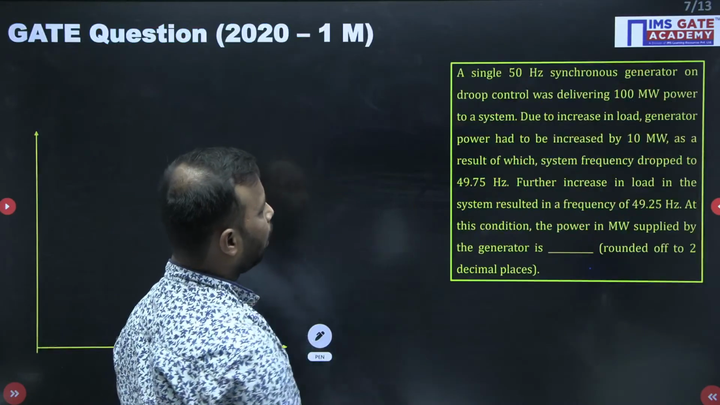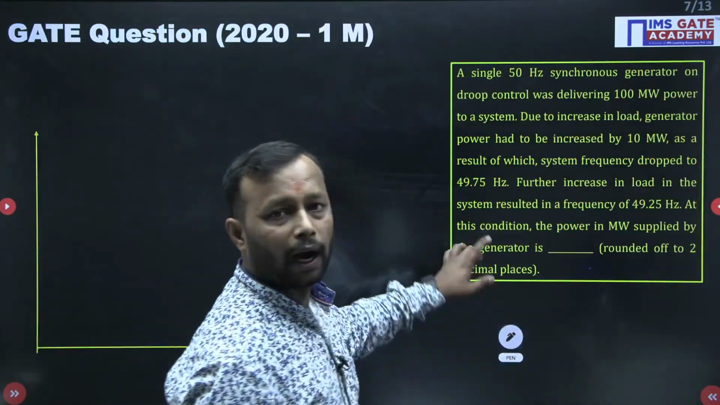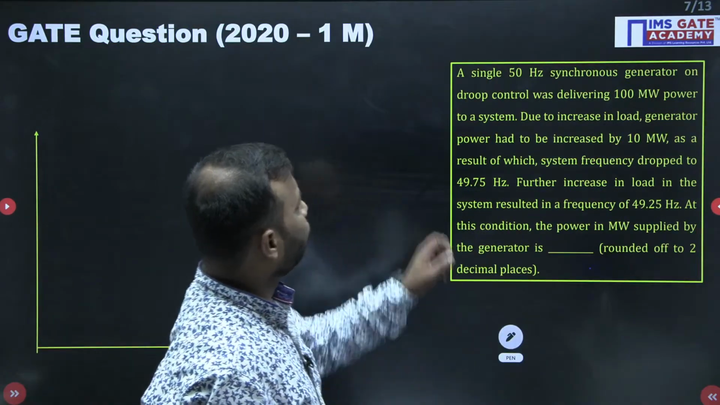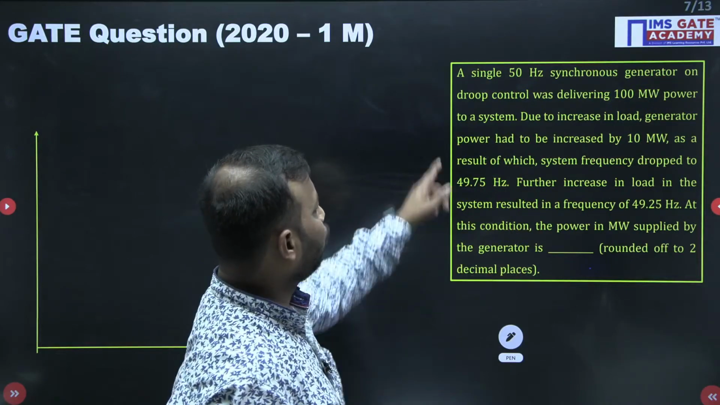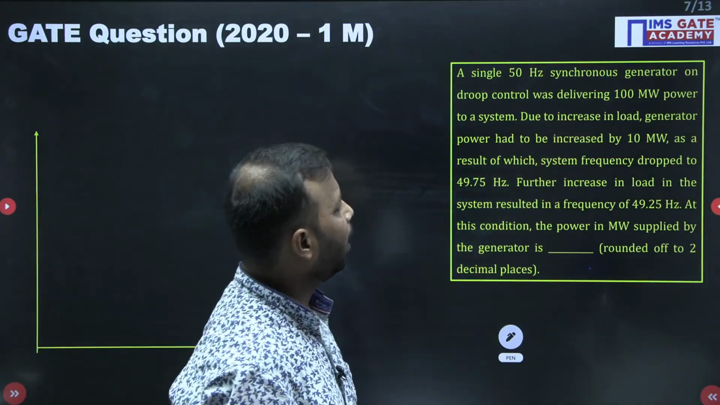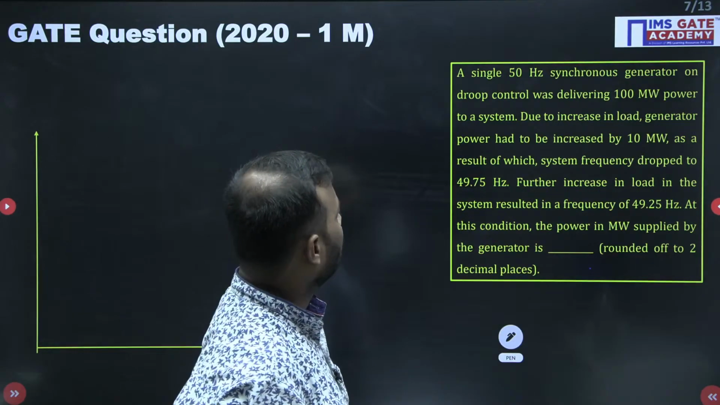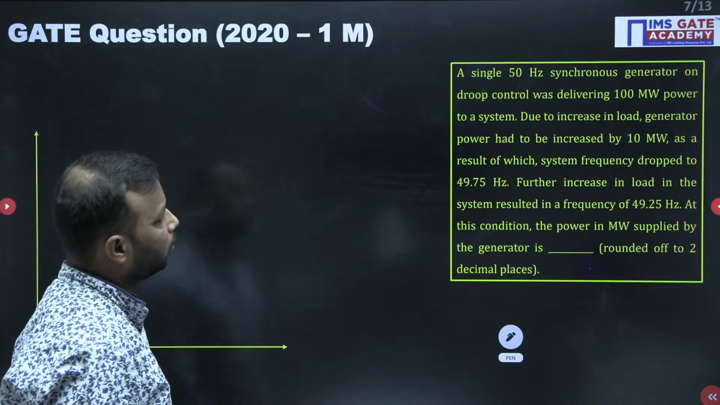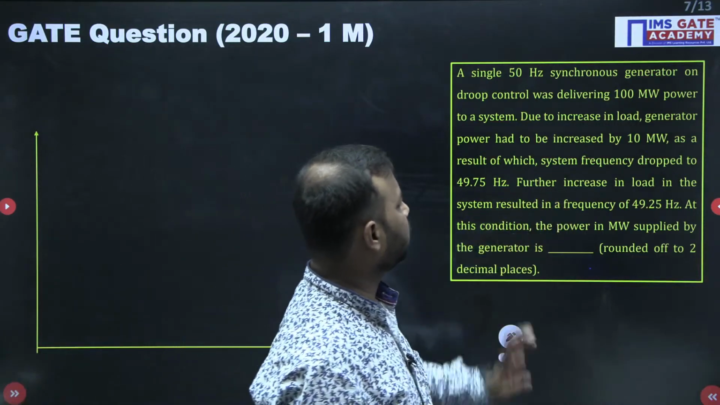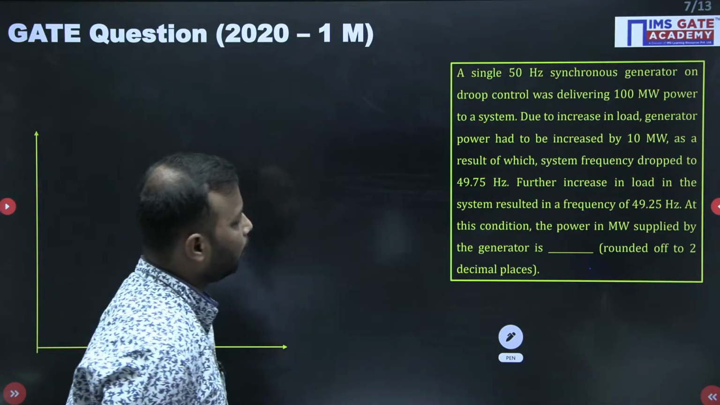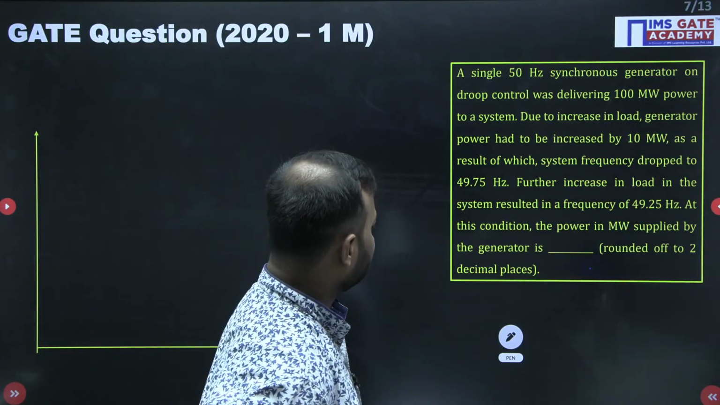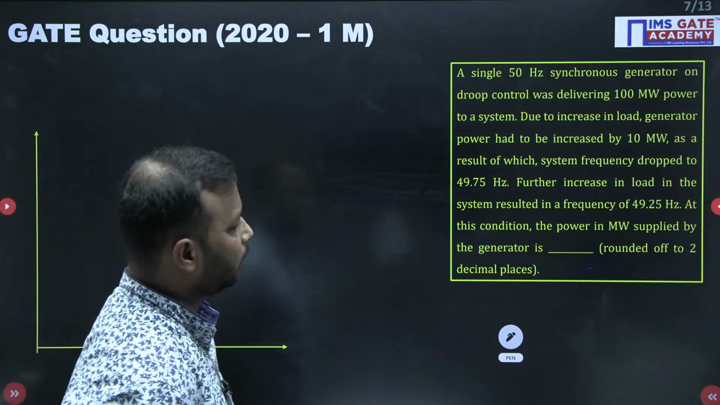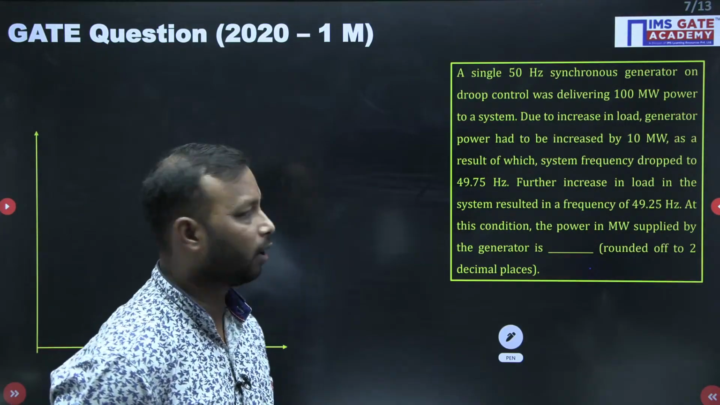So here you are going to have the first GATE question which was asked in GATE 2022 for 1 mark. A single phase 50 Hz synchronous generator on droop control was delivering 100 megawatt power to a system. Due to increase in load, the generator power had to be increased by 10 megawatt. As a result of which the system frequency dropped to 49.75 Hz. Further increase in load in the system resulted in a frequency of 49.25 Hz. At this condition, find the power in megawatt supplied by the generator.